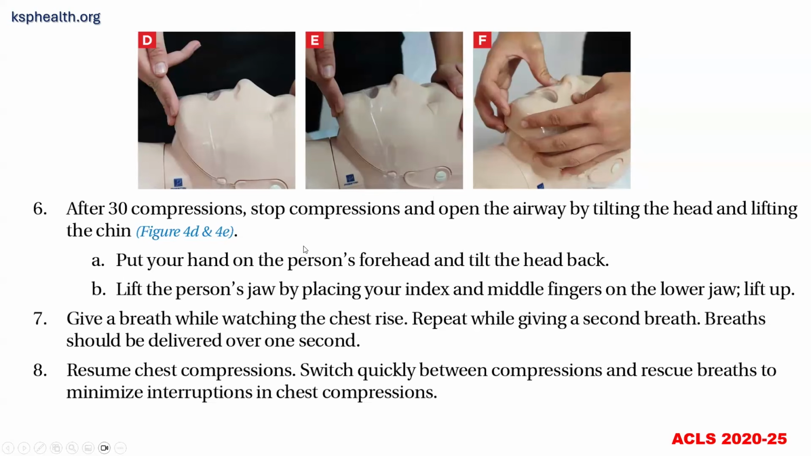Put your hand on the person's forehead and tilt the head back. Lift the person's jaw by placing your index and middle fingers on the lower jaw and lifting up, especially when the patient has a suspected spinal injury or any traumatic injuries. Always be suspicious of spinal injury; do the jaw thrust instead of head tilt and chin lift.